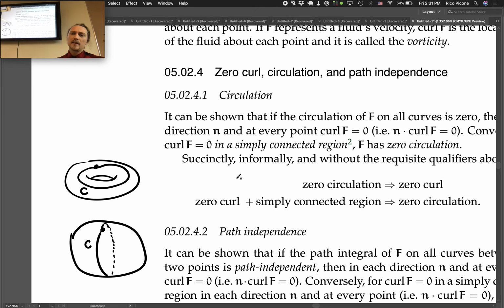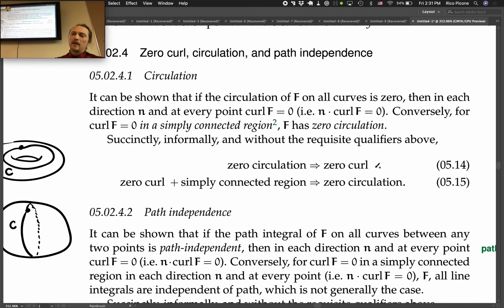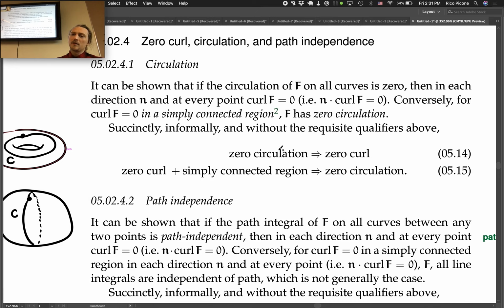So for a simply connected region, we can go the other way. The way the logic works is zero circulation. If we ignore the qualifiers, like at each point and in the normal direction, we can say zero circulation implies zero curl. Zero curl and the fact that we have a simply connected region implies zero circulation. So you have to have both of those. It doesn't just go zero curl to zero circulation. You also have to have a simply connected region. That's the little caveat there.